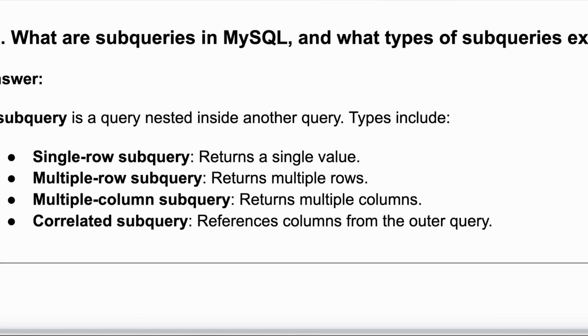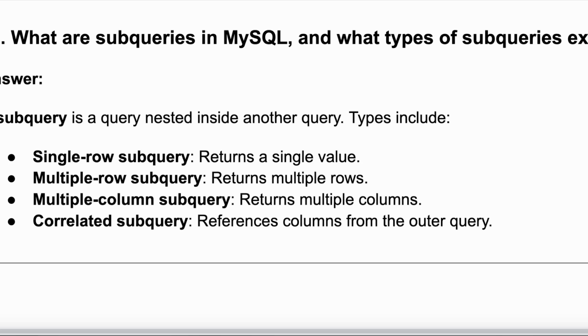So my 11th question is, what are subqueries in MySQL and what type of subquery exist? So a subquery is a query nested inside another query, and the type of subquery includes single row subquery. Single row subquery returns a single value. Then we have multiple row subquery that will return multiple rows.